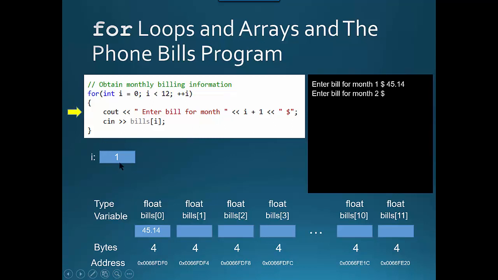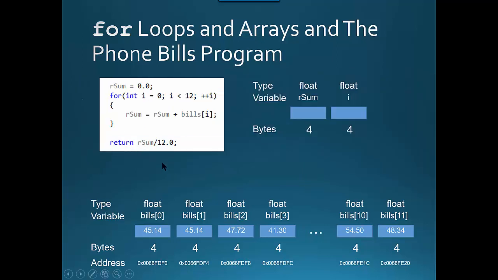Again, i plus 1 is now 2, so it says enter bill for month 2. Let's say they enter the same number. That's going to go into bills at index i, which is 1, which is this one right here. And then we go to the next i. And we'll continue on getting inputs from the user, putting it in the right location, and just looping through. Once we're done, we will have all the elements loaded in our array.